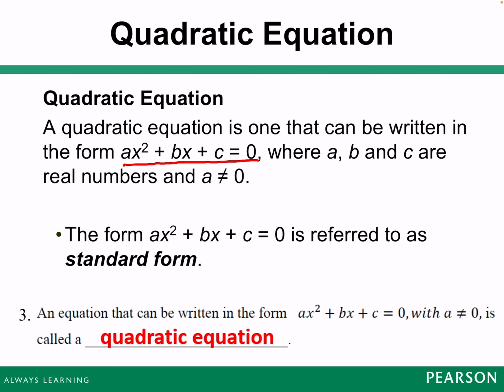So number 3 on your vocabulary sheet says an equation that can be written in the form of ax squared plus bx plus c equals 0, with a not equal to 0, is called a quadratic equation. If a were equal to 0, this term would drop out and it's no longer quadratic. It would be a linear equation.